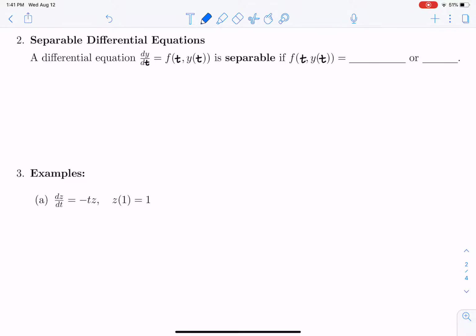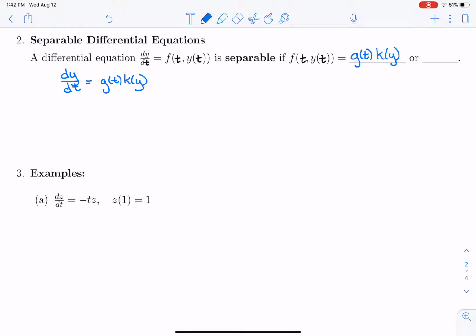The technique that I just demonstrated, separation of variables, only works when the differential equation is separable. So a differential equation, dy/dt equals f of t and y of t, is separable if the right-hand side, f of t, y of t, is the product of two functions, a function of t and a function of y. We'll use, say, k of y. Then I can rewrite the equation as dy/dt equals g of t times k of y.